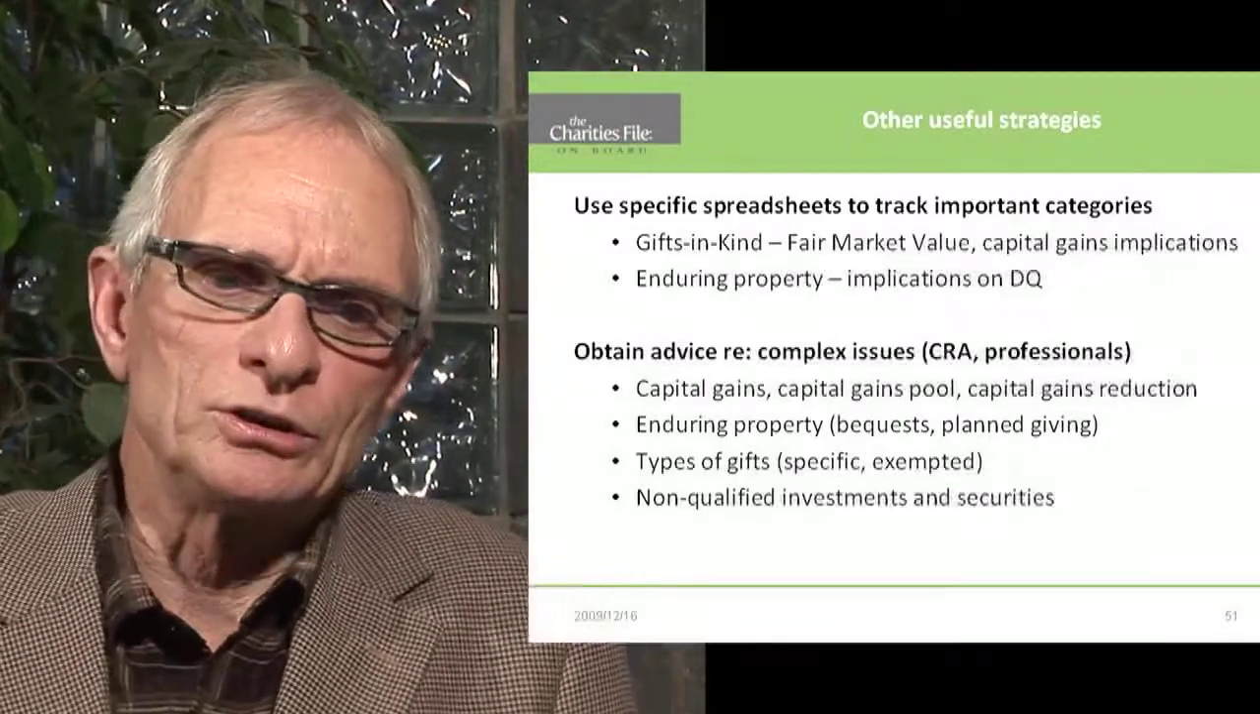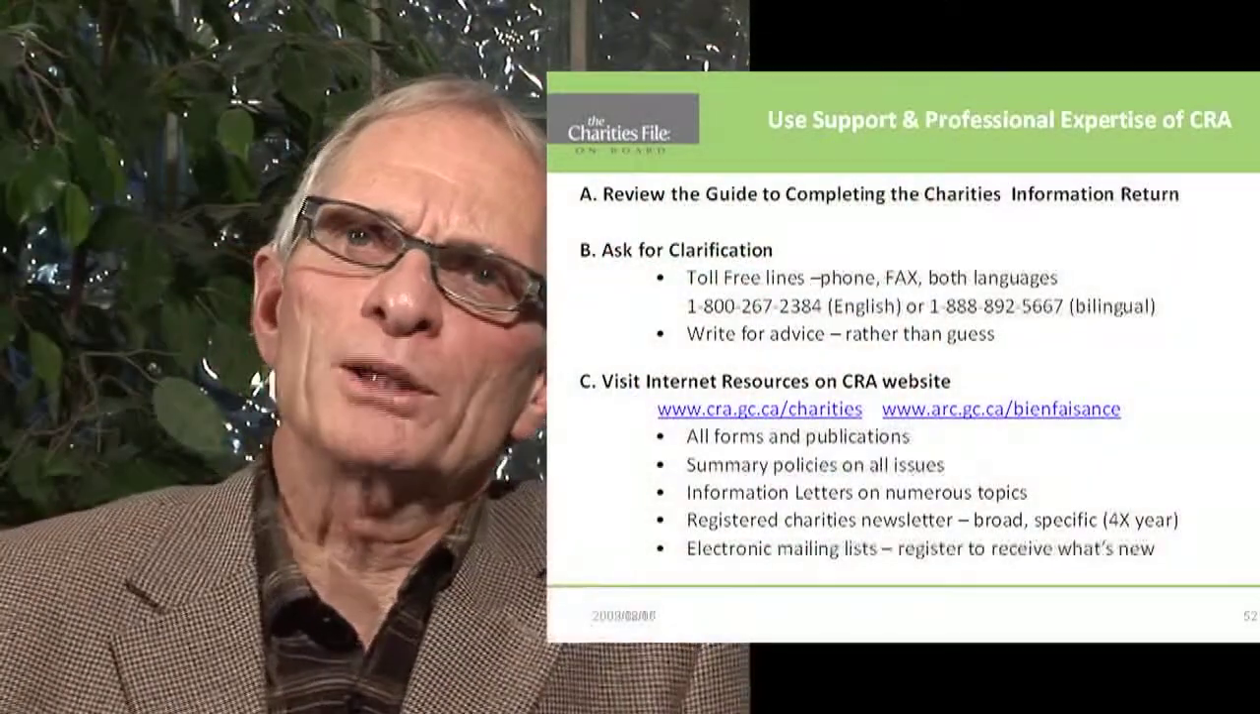And the final thing is to really obtain advice around complex issues. There's issues around capital gains reduction, enduring property, non-qualified investment in securities. These are really complex issues, and it's not expected that the treasurer would have this kind of degree of information. And once this clarity occurs, then often the treasurer can continue on to future years understanding the nuances of that direction.